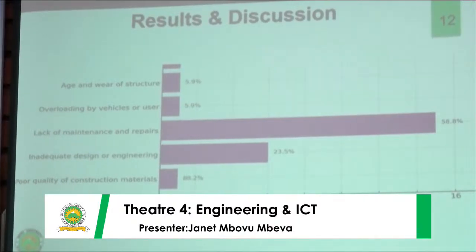That is age and wear of the infrastructure, overloading by vehicle users, lack of maintenance and repairs, then inadequate design or engineering designs, then poor quality of construction material, with lack of maintenance and repairs having the highest percentage, dominating in that.